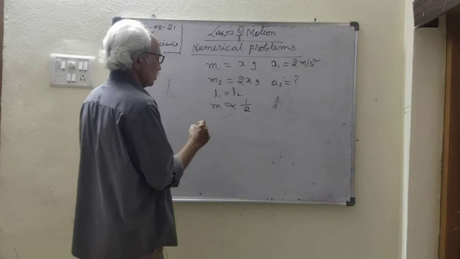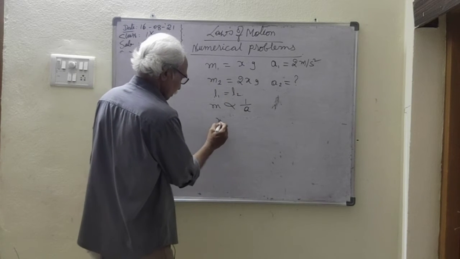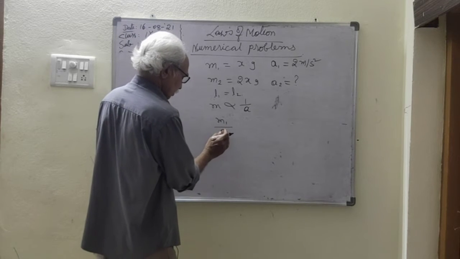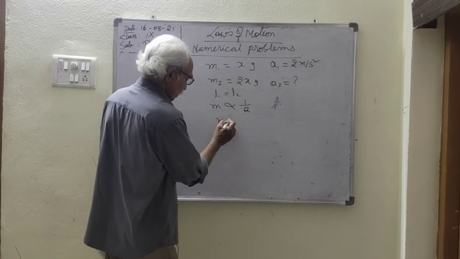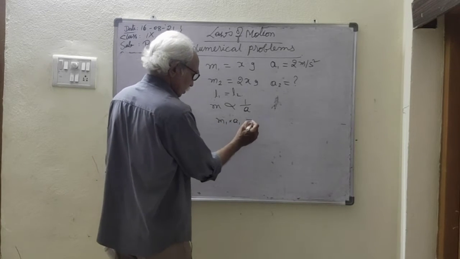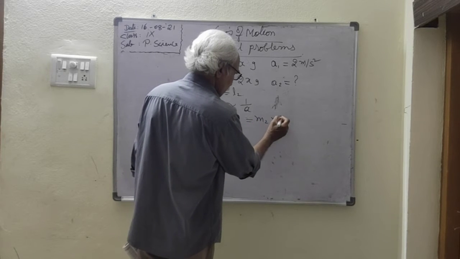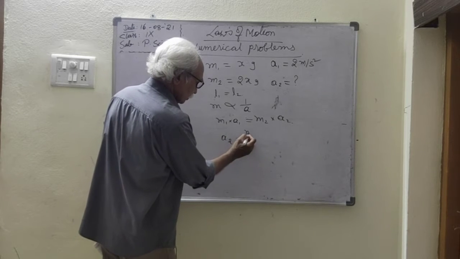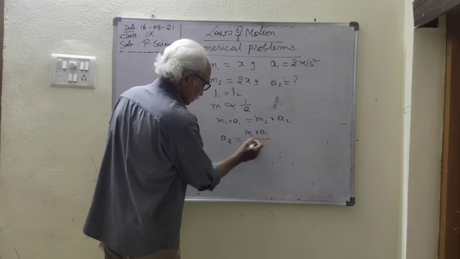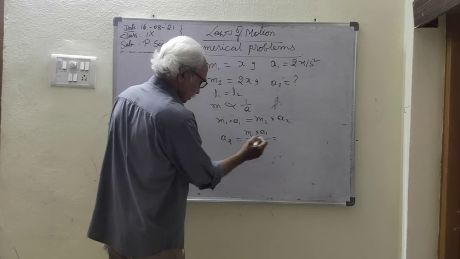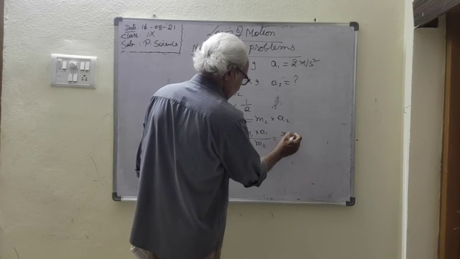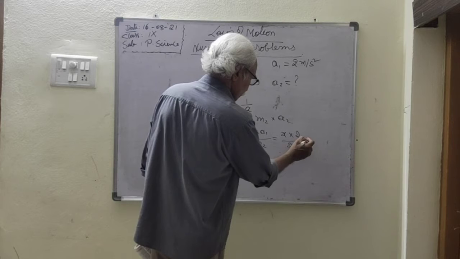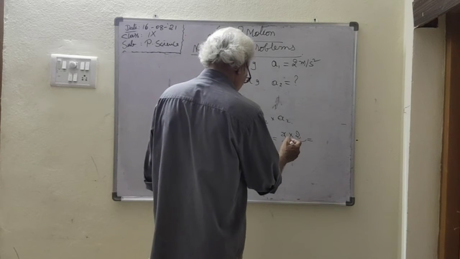So for a2, mass is inversely proportional to acceleration. So m1 into a1 is equal to m2 into a2. Then a2 is equal to m1 into a1 by m2. So that is equal to x into 2 by 2x.